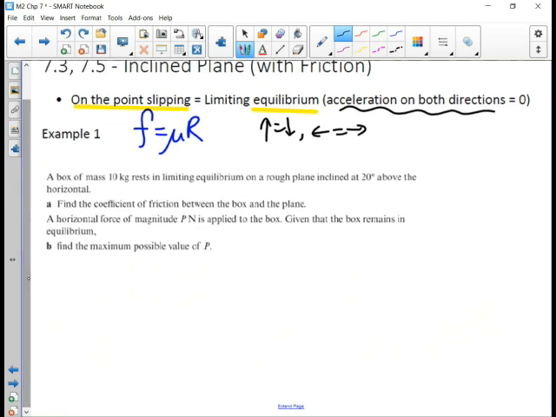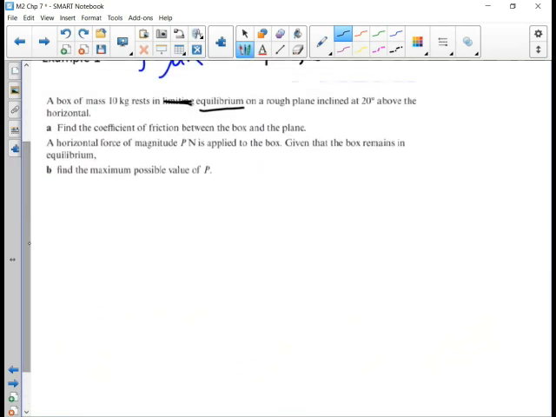A box of mass 10 kilogram rests in limiting equilibrium. Limiting, who cares? Limiting. Equilibrium. Kidding. Technically there is a difference, but for airborne mechanics, we don't need to know. On a rough plane, rough means there is a friction. Okay, friction, smiling now because friction says it's time for me to come to change the dynamics of the calculation. So Superman always arrives late, that kind of concept. So incline at 20 degrees above the horizontal. Find the coefficient of friction between the box and the plane.